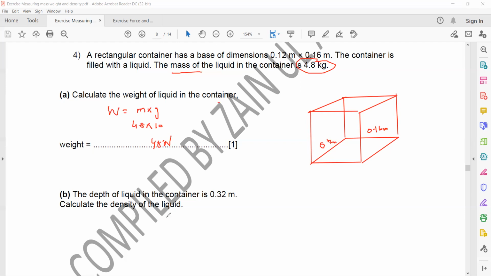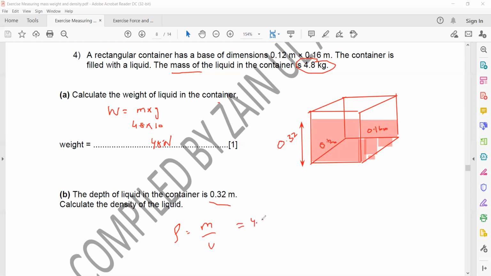The second part, the container is filled with a liquid and the depth is 0.32. Calculate the density. So how we can calculate the density? As the container is filled with a liquid, and this depth is 0.32. So how we can get the volume? Because to get the density, density is mass over volume. Density is denoted by Greek alphabet rho, which is m by v. The mass of the liquid is already given, that is 4.8.